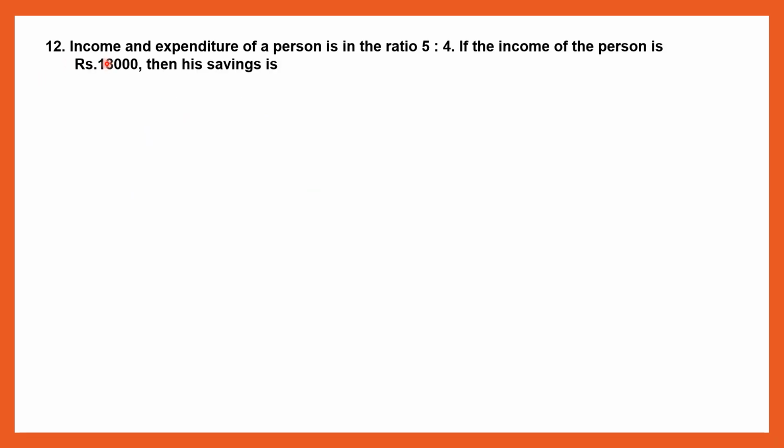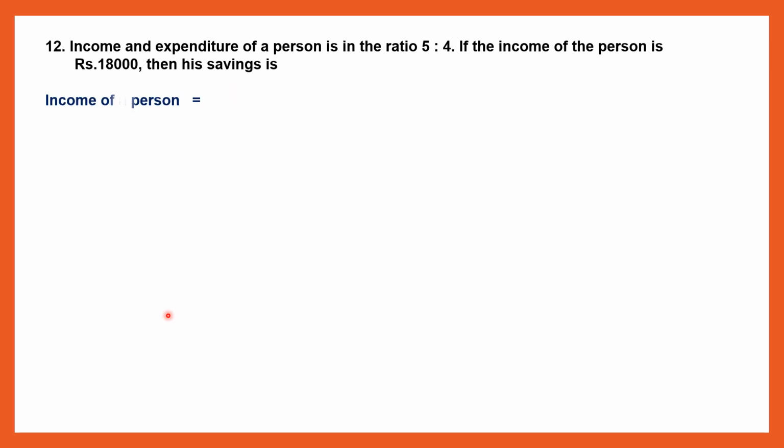Question 12. Income and expenditure of a person is in the ratio 5:4. So this is income, this is expenditure. If the income of the person is 18,000 rupees, then his savings, they're talking about his savings. So here we know only about income and we need to find the expenditure because when you subtract income and expenditure, only then you will know what his savings is. So the first thing we need to do is find what his expenditure is.